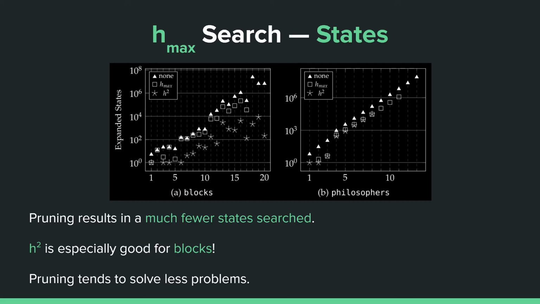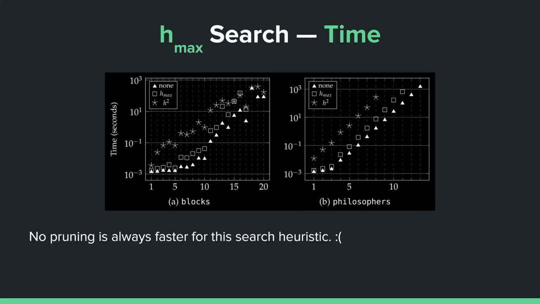Here we see that our pruning is working as planned, resulting in way fewer states explored in the search. These are all log plots too, so if we look at problem 18 in the blocks domain, the difference between no pruning and H2 pruning is actually around 24 million states. Also cool to see that H2 seems particularly good for the blocks domain, however you can probably notice that pruning is solving fewer problems. And here's why.